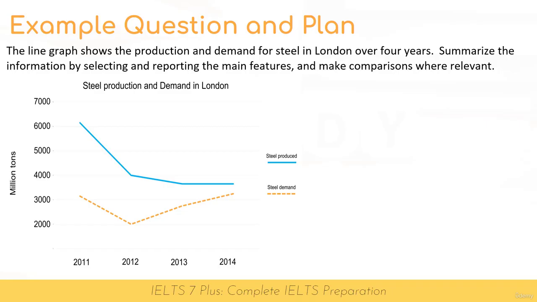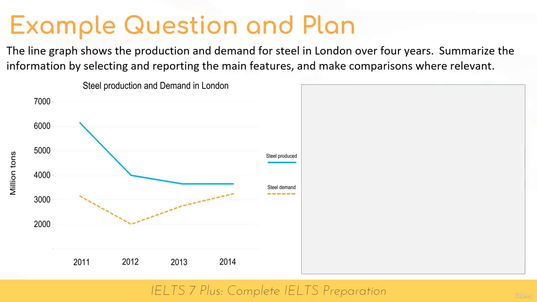To the left, on the y-axis, we have millions of tonnes, from 2,000 million tonnes all the way to 7,000 million tonnes. On the key on the right, we can see in blue, steel produced, and in orange on the dotted line is the steel demand. Across the bottom are the 4 years from 2011 to 2014. So now that we've had a quick read through the data and we're starting to get an idea of what we are being shown, it's time for us to move on to creating a plan.